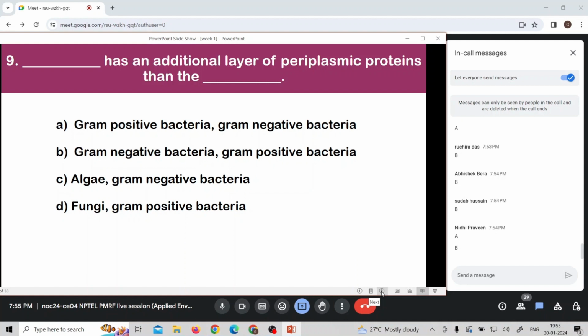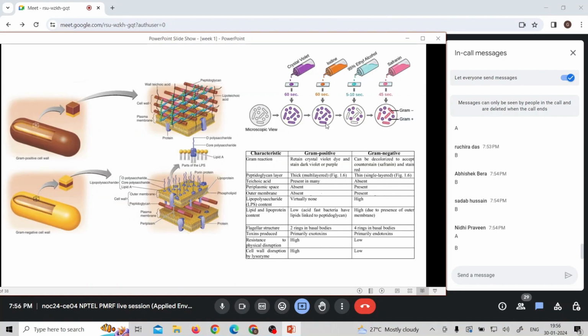As told by one of you, what we do is we take a microbial culture and add the crystal violet. I hope you have heard about the crystal violet stain. So we add it. We also add iodine as a mordant.